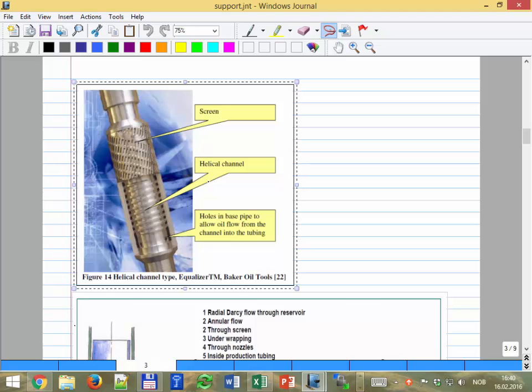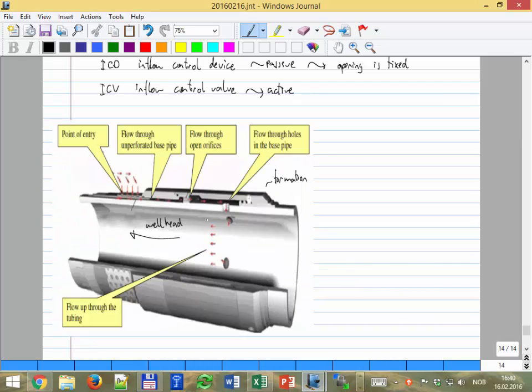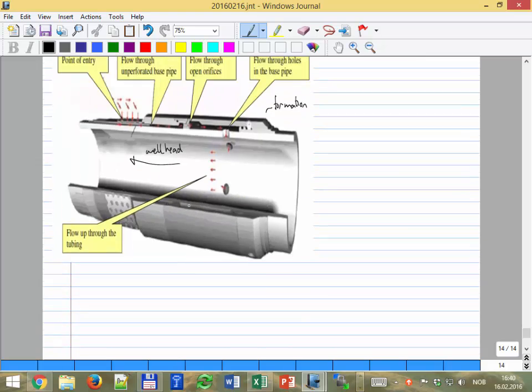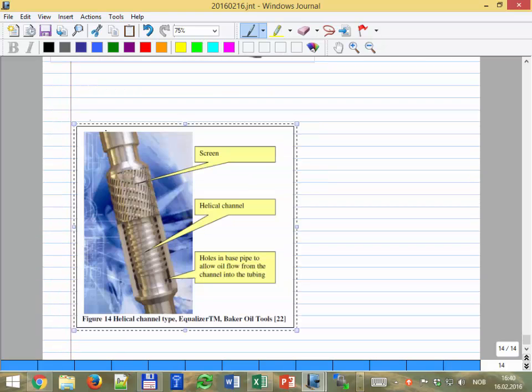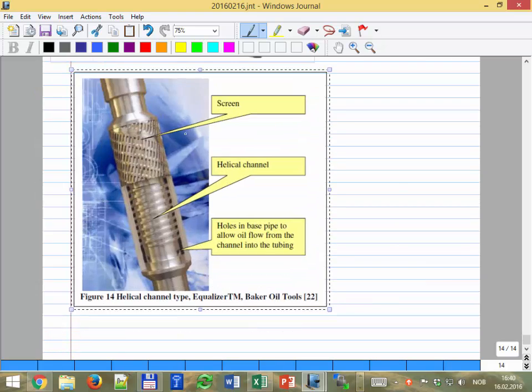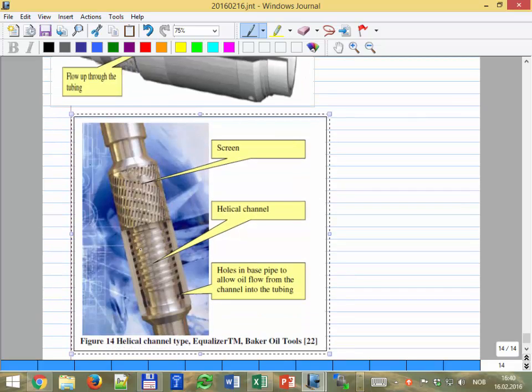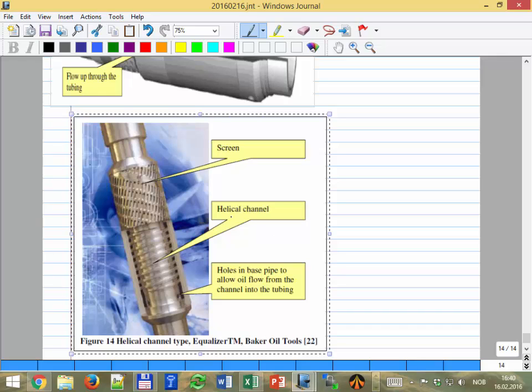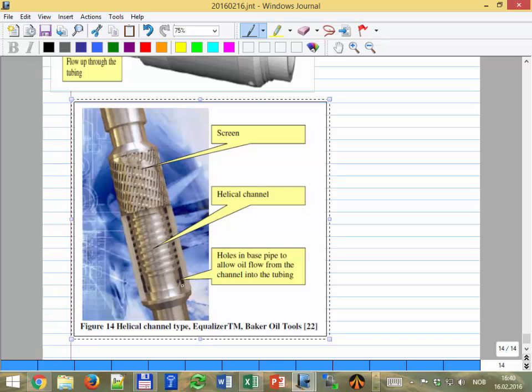This is another type. You can have this opening that is causing the pressure drop, or you can also have this. These are more typical nowadays, where you have the screen, and then the flow has to go along some kind of path through this helical channel, which causes some pressure drop. Then you have the holes to go inside and be produced through the tubing.